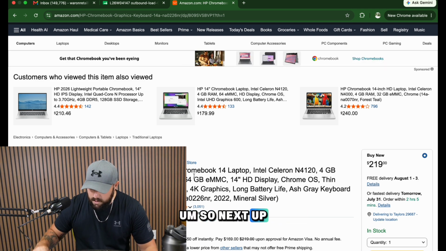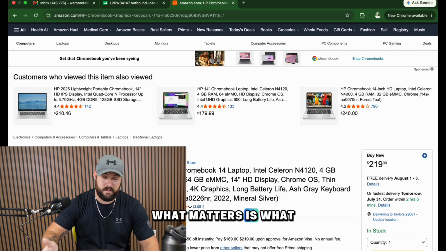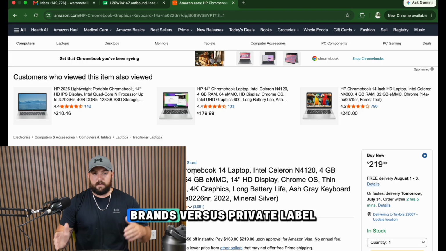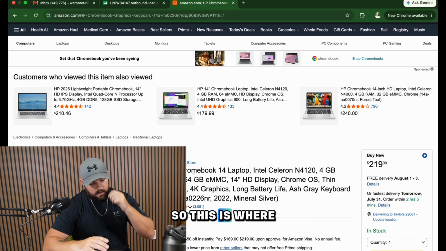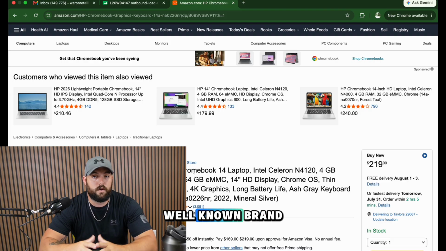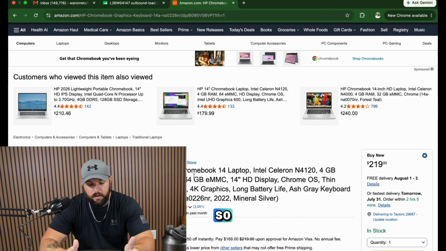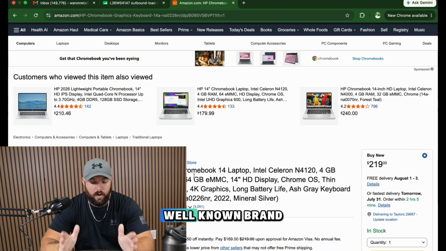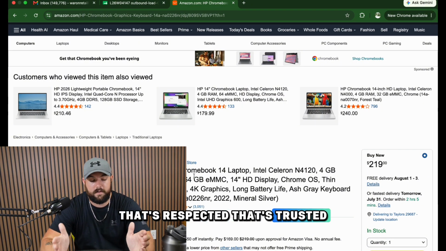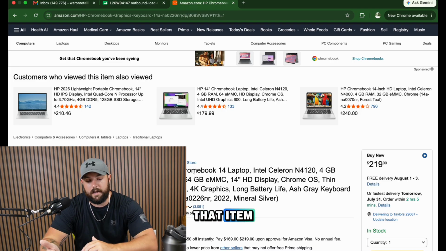So next up, does MSRP matter? Not really. What matters is what you actually pay. Brands versus private label is where people also get in trouble. HP is a really well-known brand, and that's the example we're using for the liquidation side. When you're selling a well-known brand that's respected and trusted, you can get 60-70% of retail for that item.